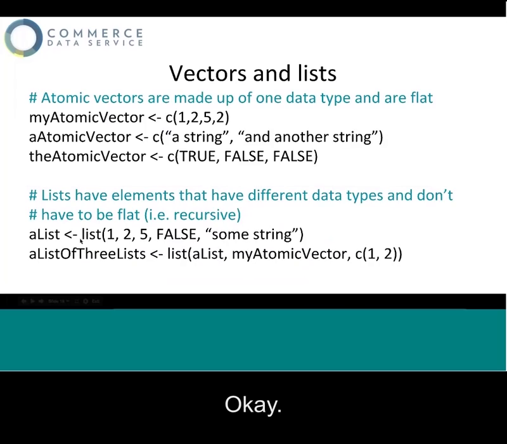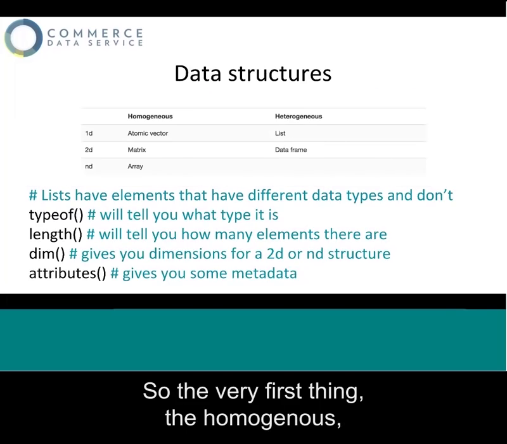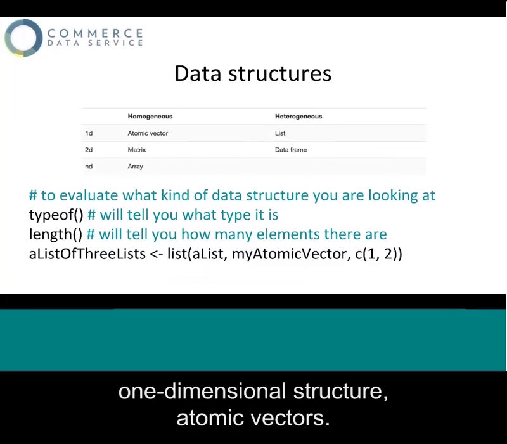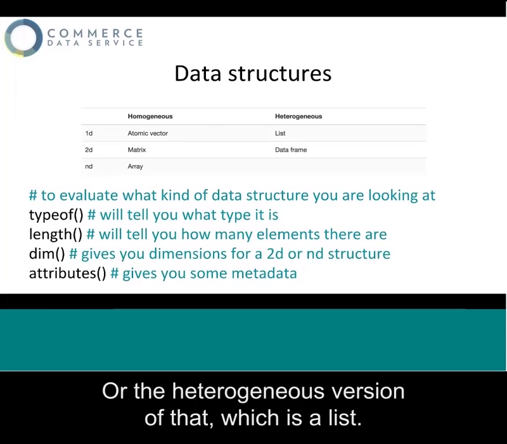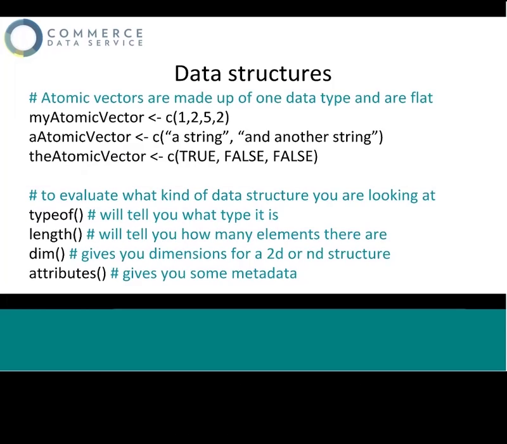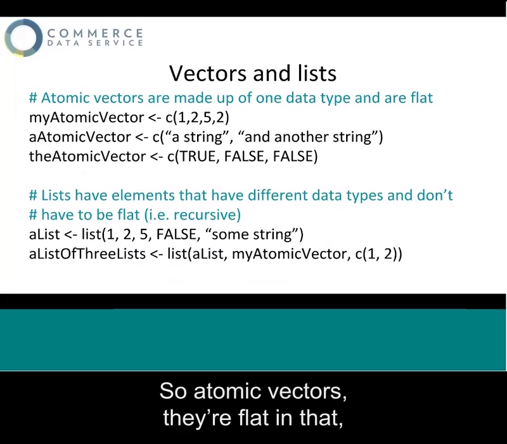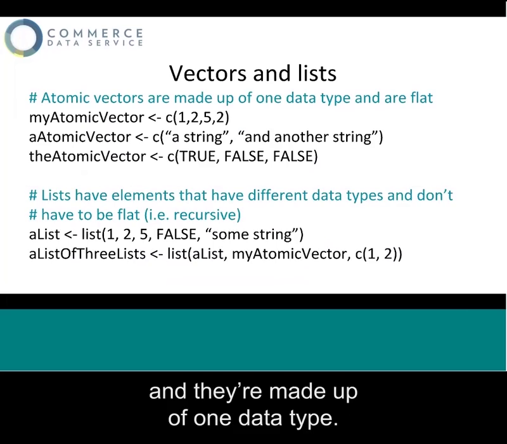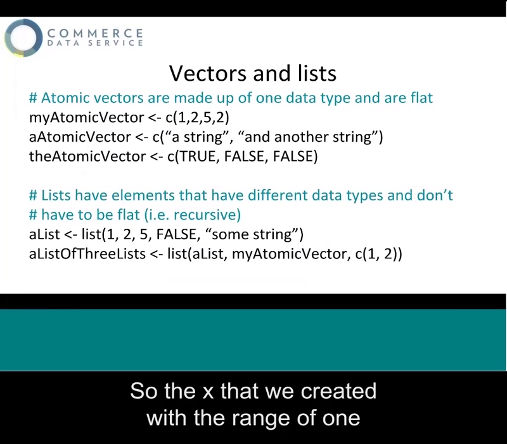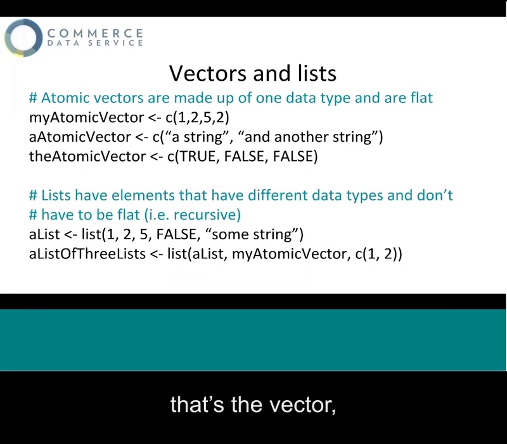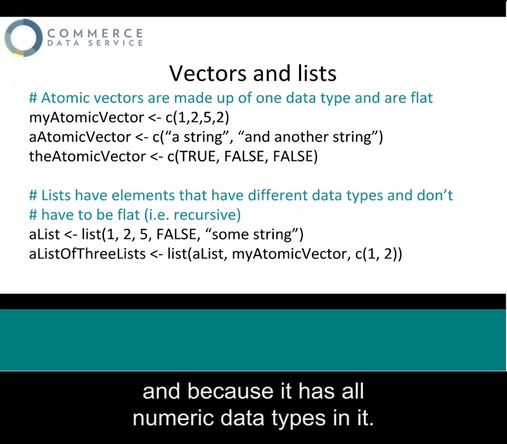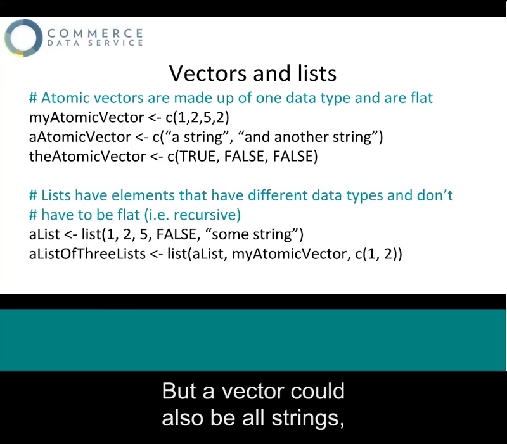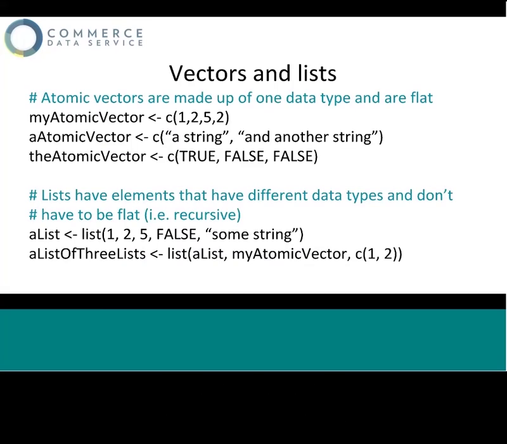Okay, so now I'm going to go into each of those bits. So the very first thing, the homogeneous one-dimensional structure, atomic vectors, or the heterogeneous version of that, which is lists. So atomic vectors are flat, one-dimensional, and made up of one data type. So the X that we created with 1 to 10 in it, that's a vector, and because it has all numeric data types in it.